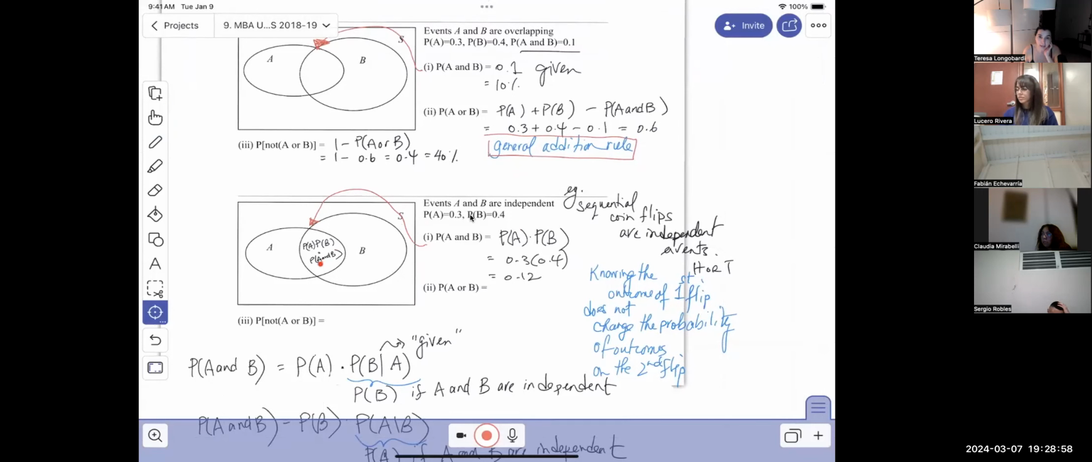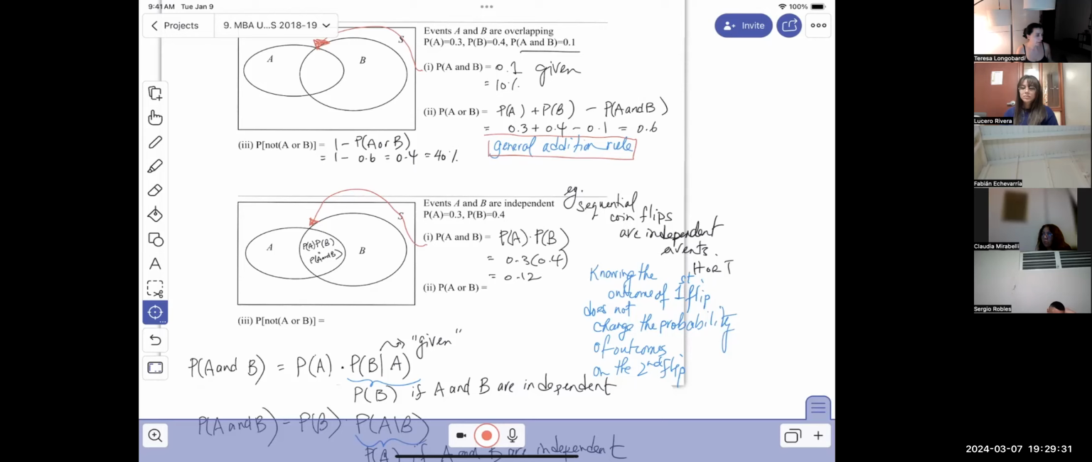Independent events overlap. Independent events are not disjoint. The overlapping part is computed as A times B if the events are independent. If they're overlapping, but they're not necessarily independent, you have to rely on other information to know what the chance of the overlapping piece is.